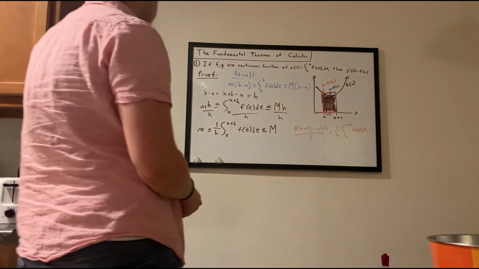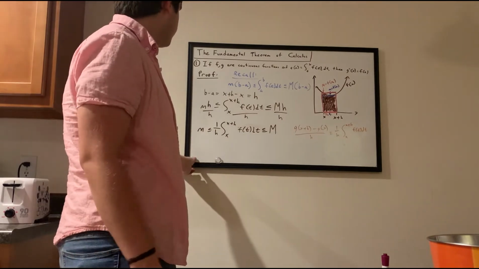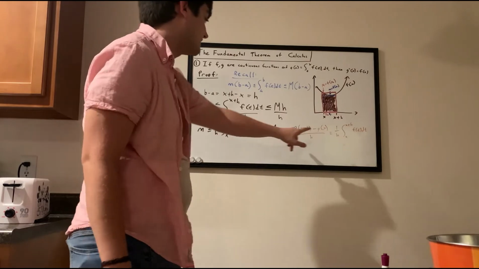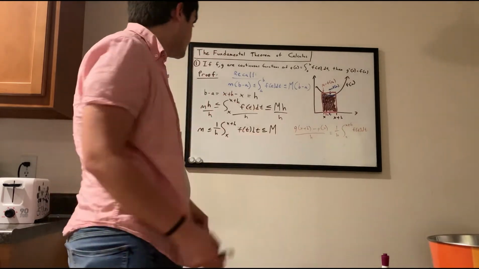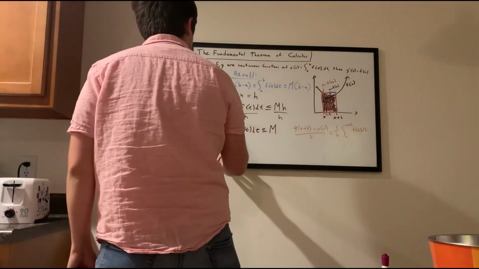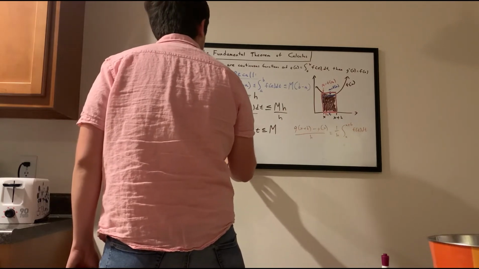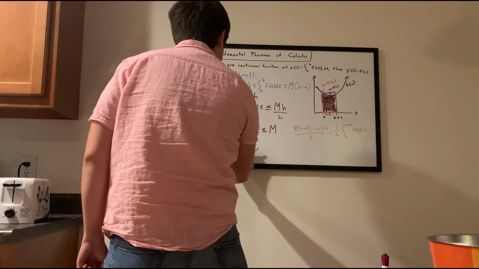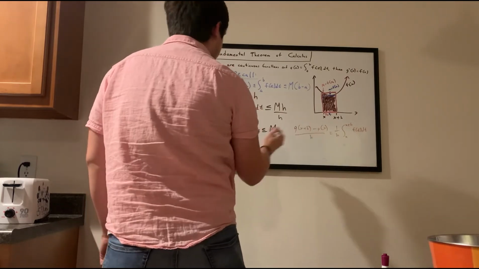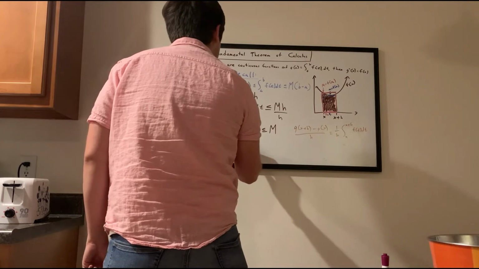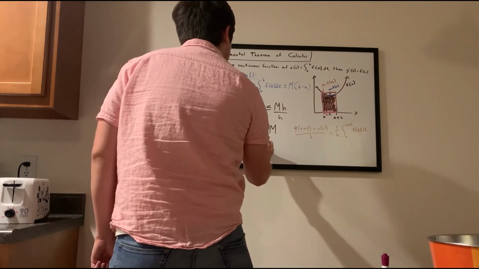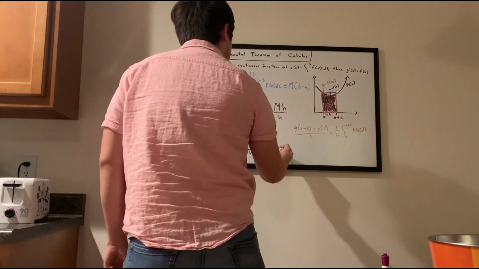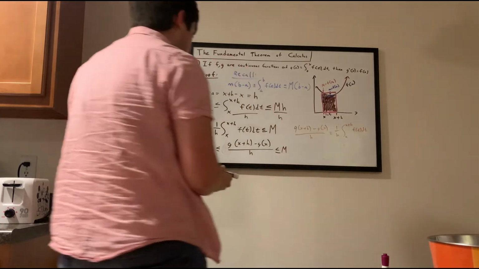So what this means is, when I replace this integral expression with g of x plus h minus g of x, this is going to give me that little m is less than or equal to g of x plus h minus g of x all over h, which is less than or equal to big M. The 1 over h is still there, but in a different form.